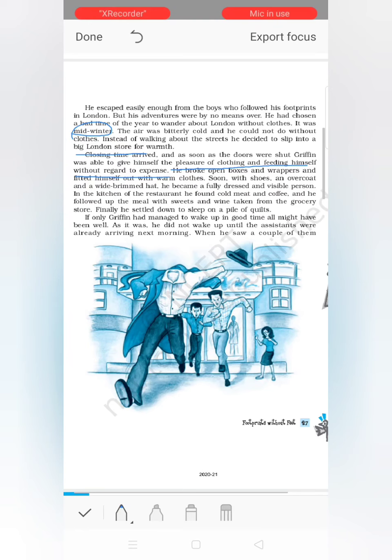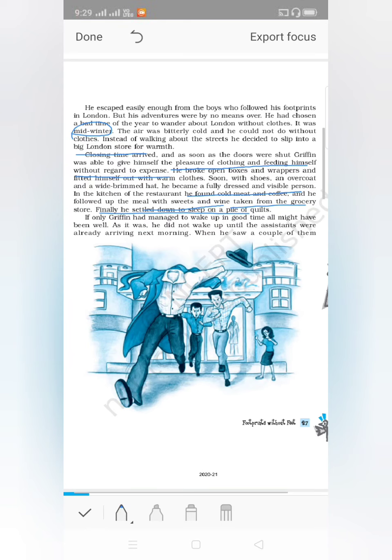He then found cold meat and coffee in the kitchen and he ate them all. After that, he also had sweets and wine from the grocery store. He had them all and then finally slept on a pile of quilts. If only Griffin had managed to wake up in good time, all might have been well. As it was, he did not wake up until the assistants were already arriving next morning.